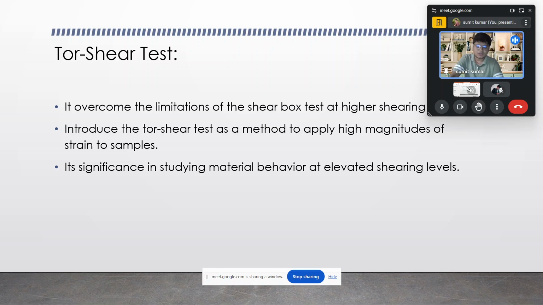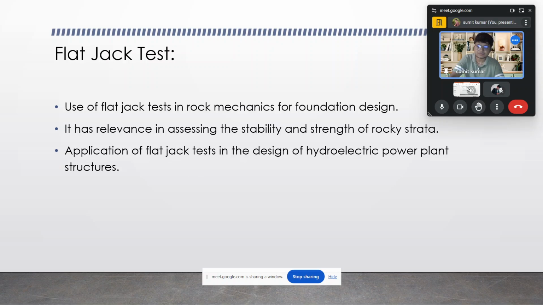Okay, so after that, the torsional shear test overcomes the limitation of the shear box test at higher shearing and introduces the torsional shear test as a method to apply a high magnitude of stress on the sample. It's significant in studying material behavior at elevated shearing levels.